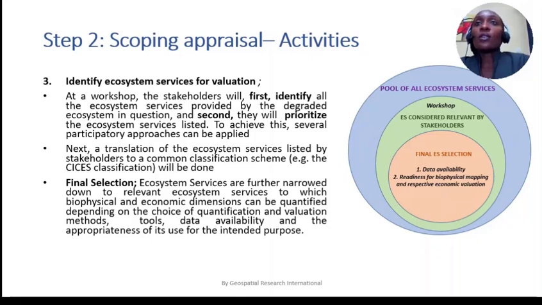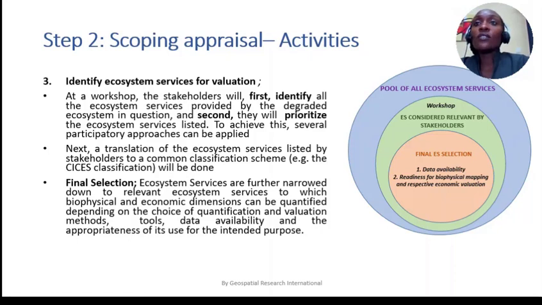Once the ecosystem services have been identified and prioritized by the stakeholders, it is necessary to translate the ecosystem services listed by the stakeholders to a common classification scheme, for example, the AMI classification that we talked about yesterday. This process would normally happen in a post-workshop phase. In essence, this should provide a good basis for standardization of the results, while also guaranteeing that stakeholders' perspectives are unbiased and fully comprehensible in the evaluation process.